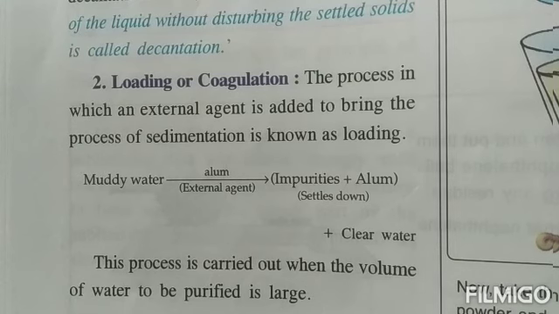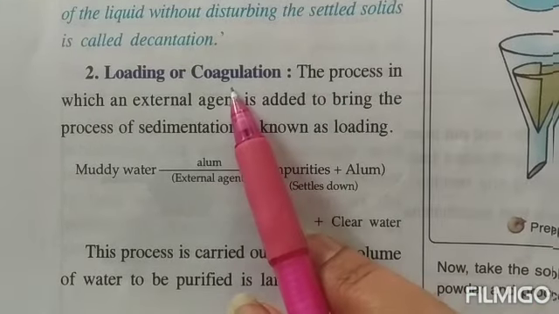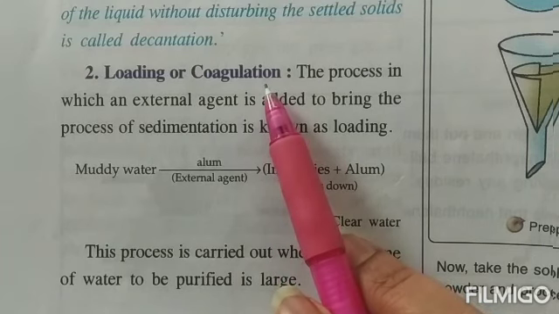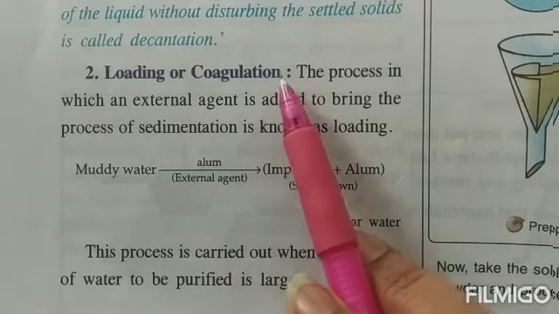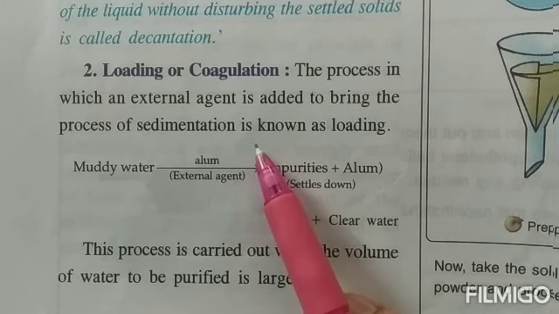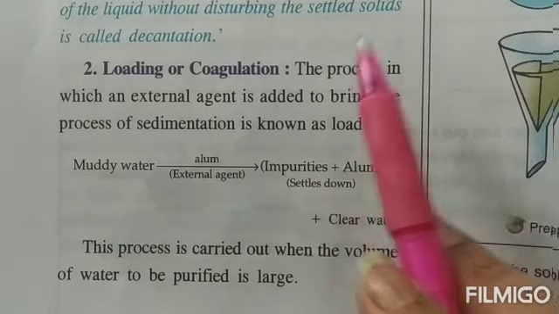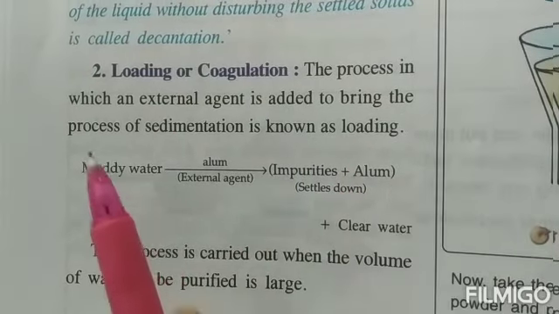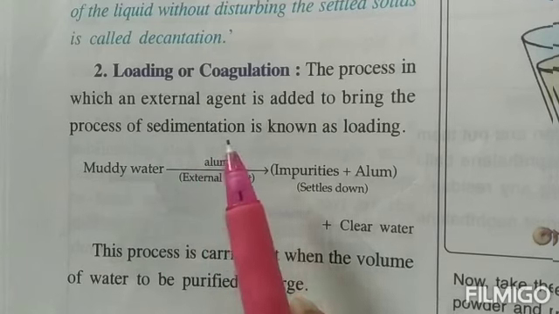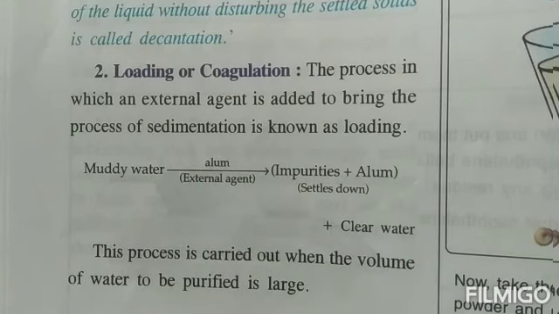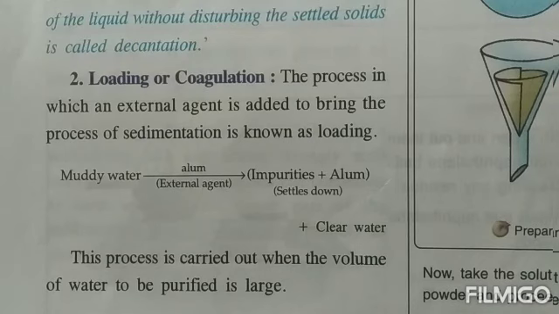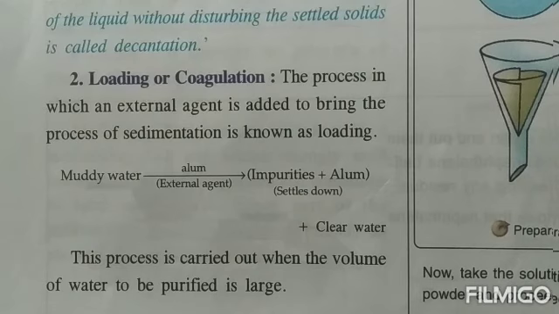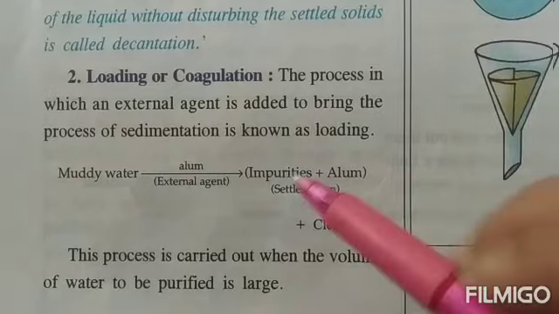Let's begin with the second method, children. The second method is known as loading. Another term for loading is coagulation. Underline these three lines, that is the definition of loading or coagulation, children. The process in which an external agent is added to help bring about the process of sedimentation is known as loading. That means, children, it is a kind of sedimentation only, but this sedimentation is helped with the help of an external agent. And that external agent can be alum, children.